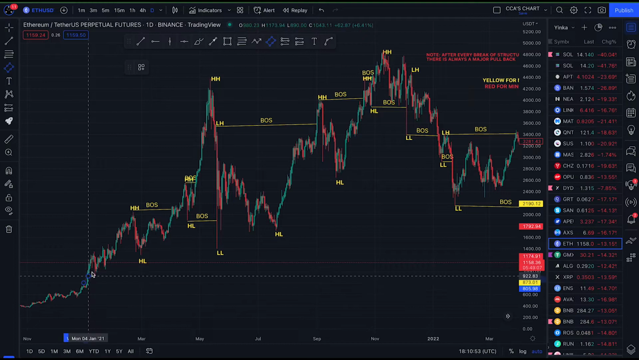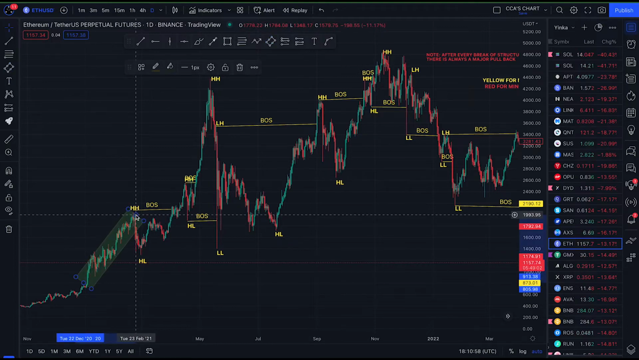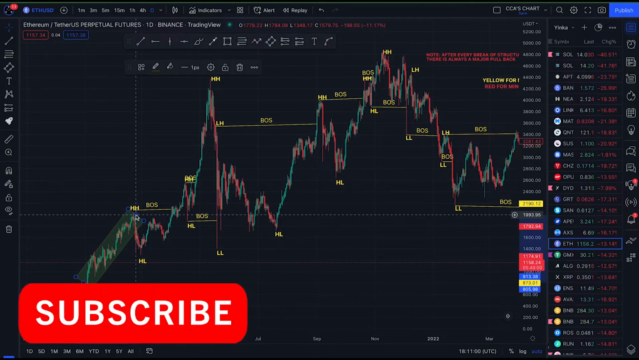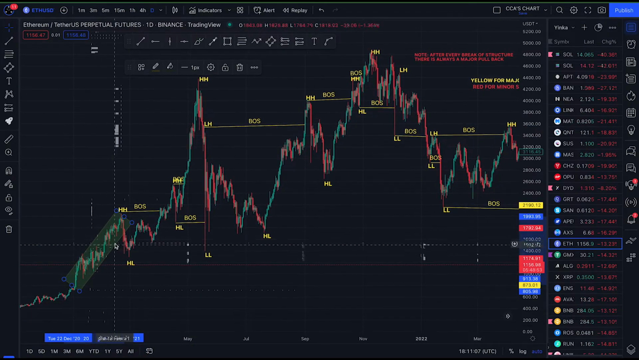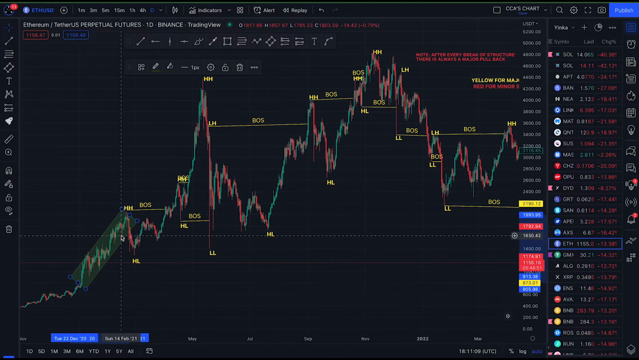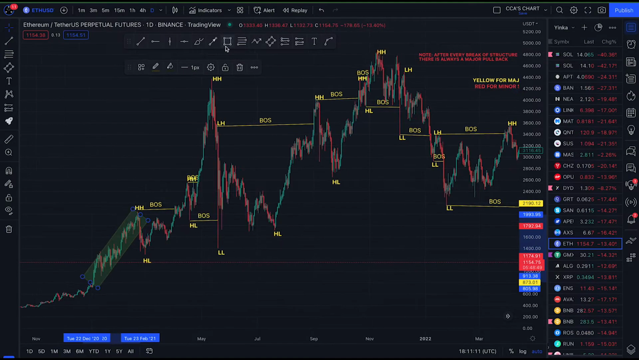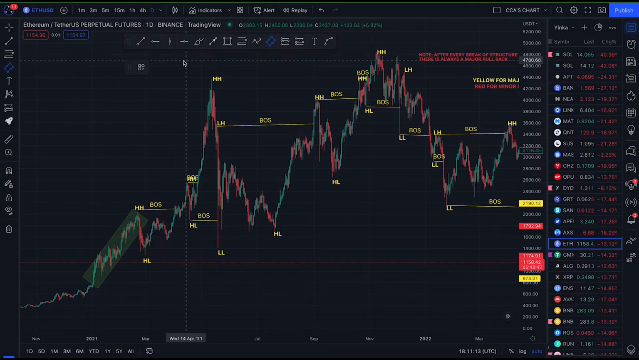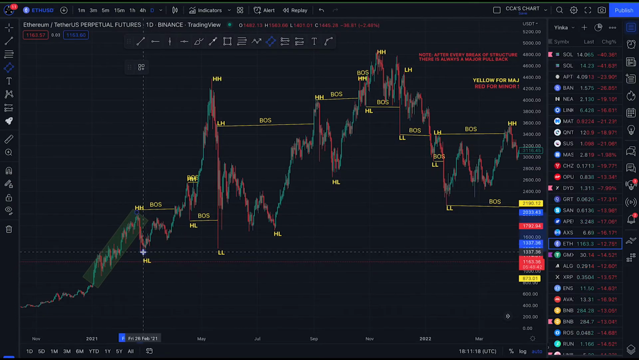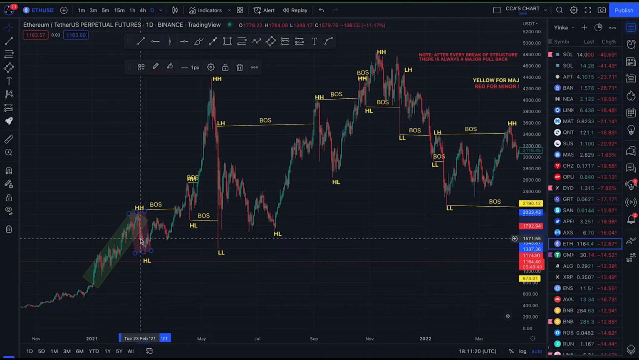So from here, the market gave us an impulsive move, giving us a series of higher highs, telling us that we're on a bullish trend. So this color is going to be used to represent the bullish trend, while we're going to use the color red to represent the pullback. So now this is my pullback. Remember, after every break of structure, a pullback.